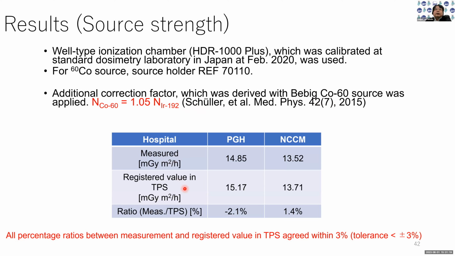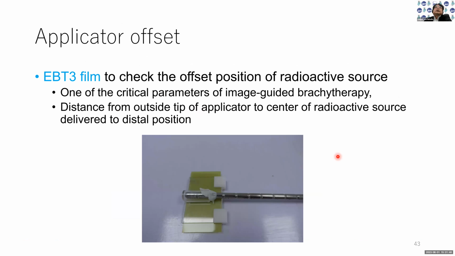So the major difference between the measurement and the TPS is less than 3%. So it is within the tolerance, a very good result. And we use EBT film to check the applicator offset like this.